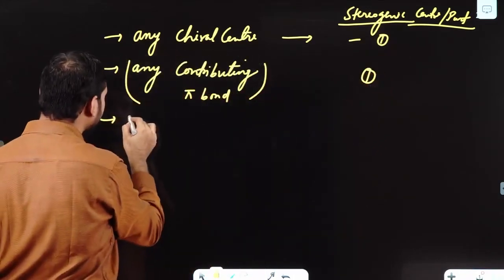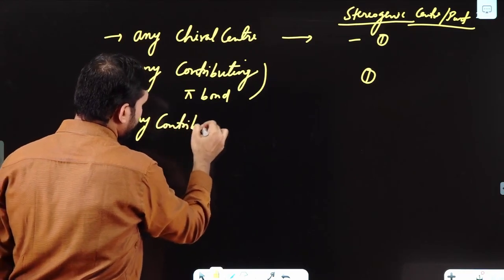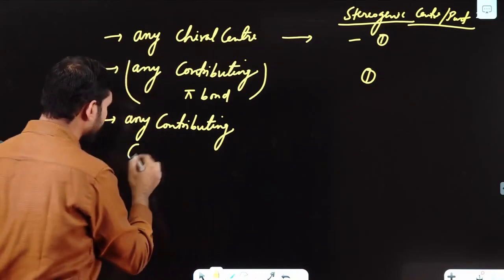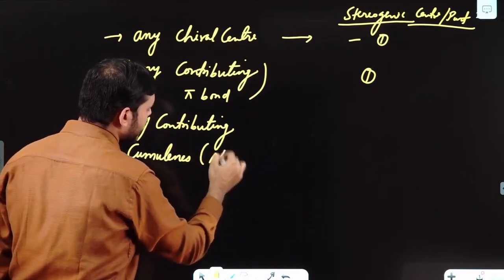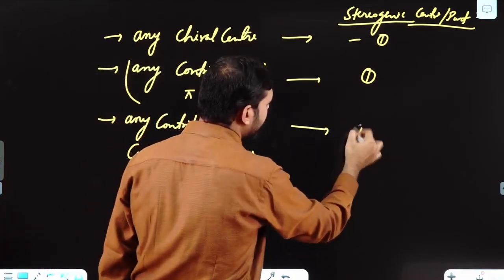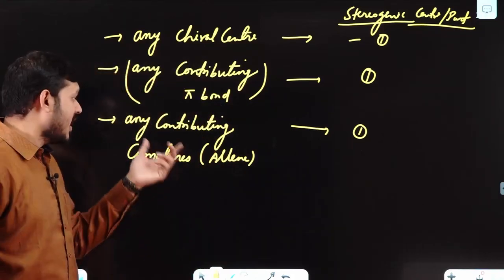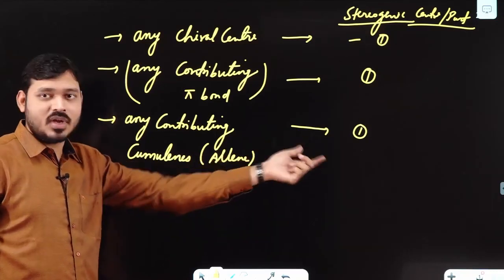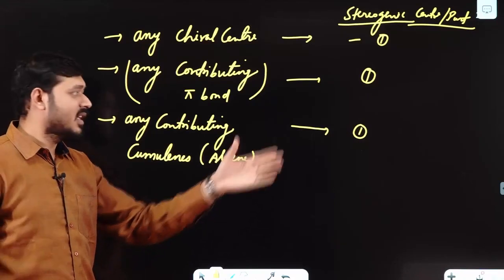Now, any contributing cumulenes, or in short if I say allene, that will be counted as one part. Now see, sometimes what happens, for any particular cumulene, a single cumulene part, I am telling one. So if you have two contributing parts, then it will be two.